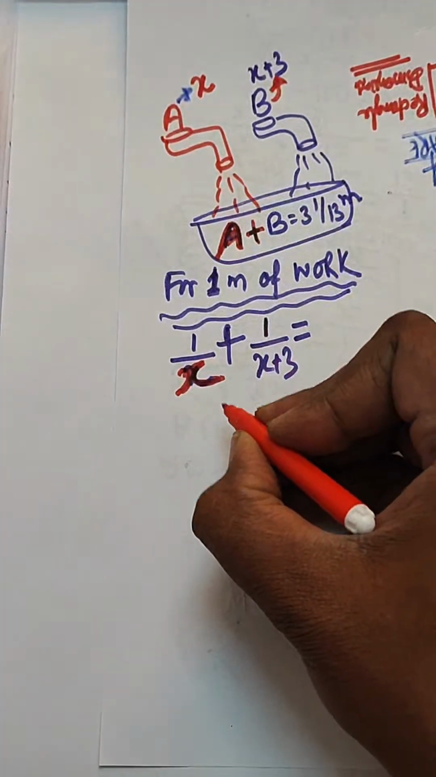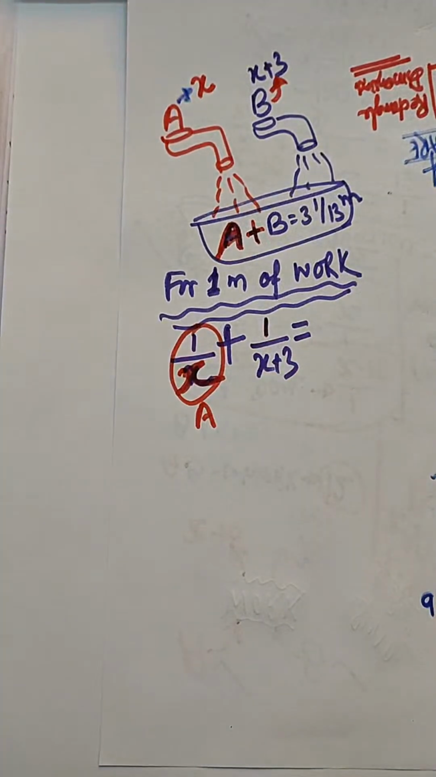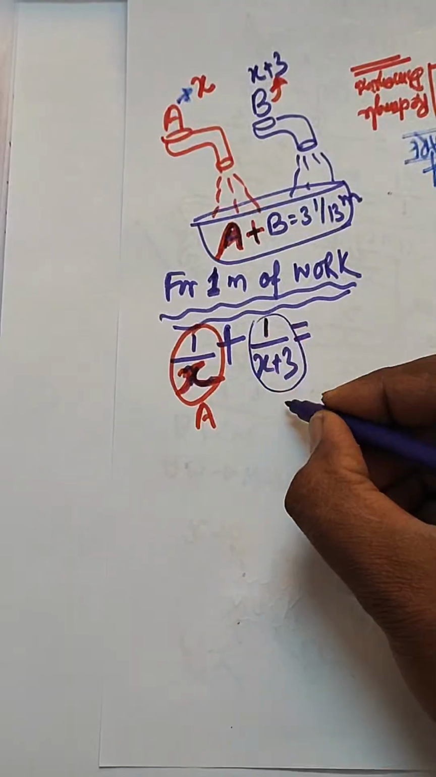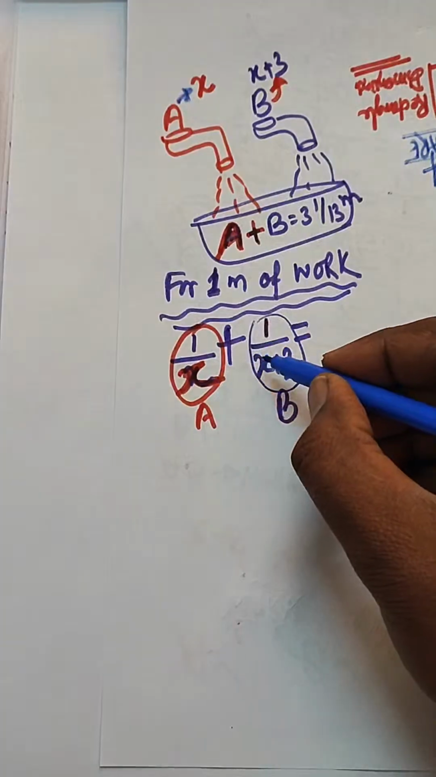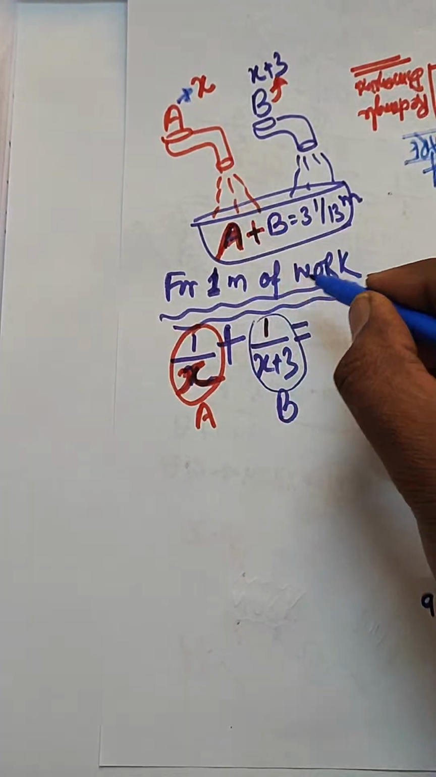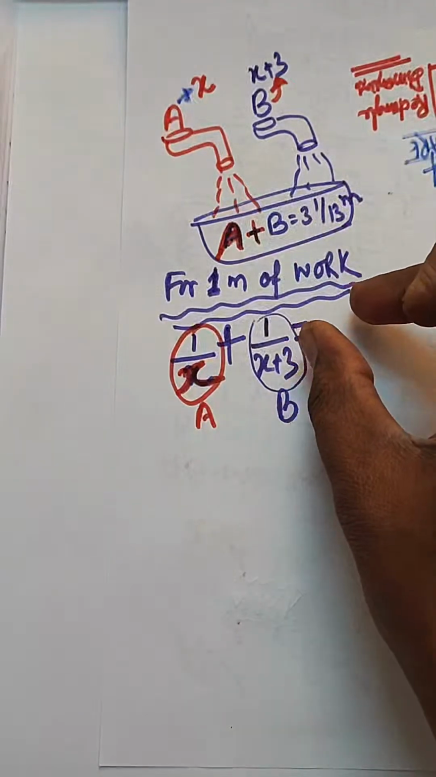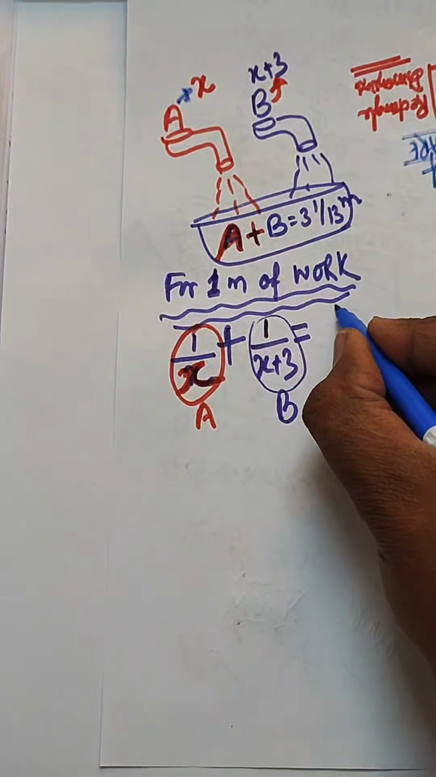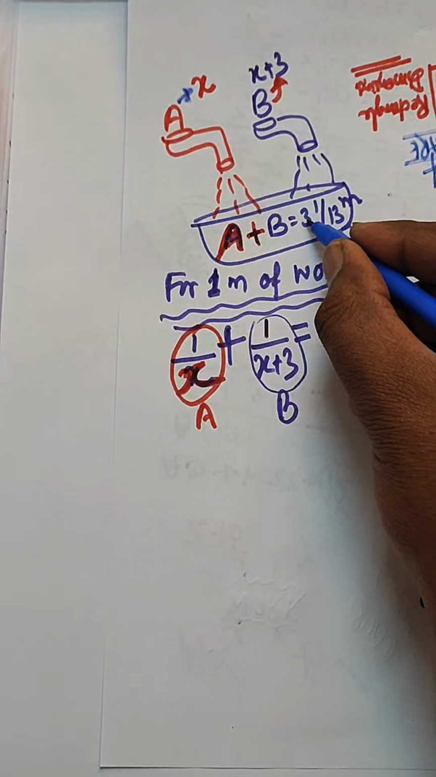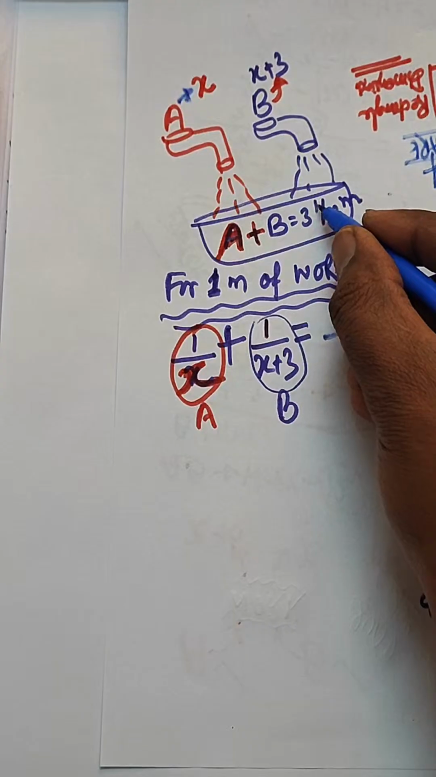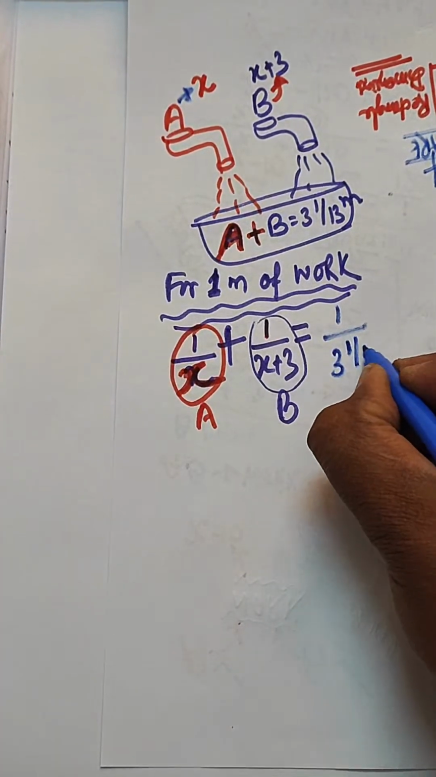Then this is the part of A, this is the part of B, okay? Then when jointly they fill the tank, in 1 minute the portion of the work completed is 1 by 3 1 by 13, that is 13 into 3, 39 plus 1, 40, so 40 by 13, or we can say 3 1 by 13 into the denominator.